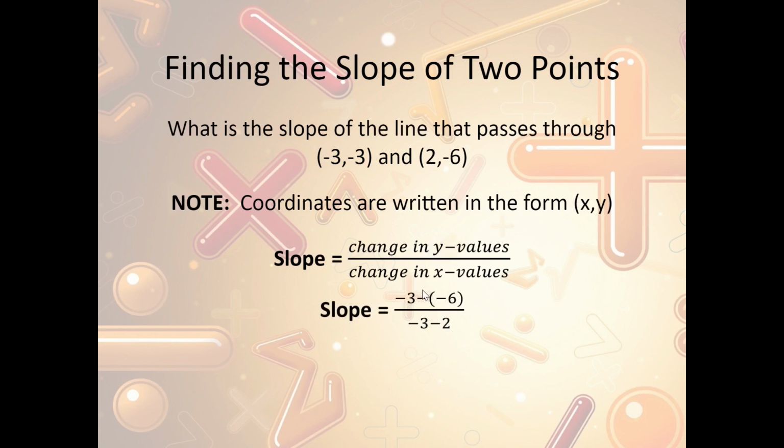And when I simplify, this really becomes plus positive. So -3 plus 6 is 3. And -3 minus 2 is -5. So it's 3 over -5, which is just -3/5.